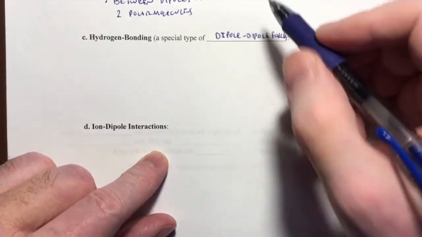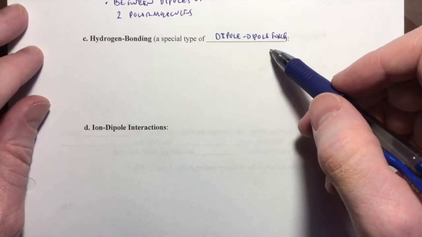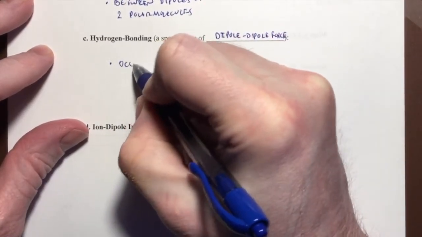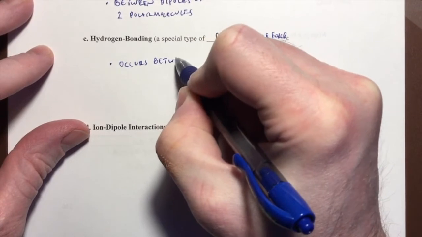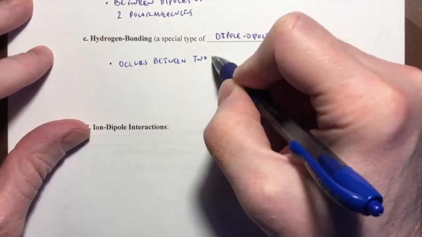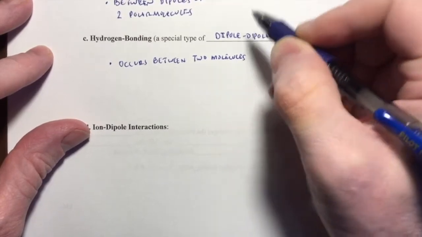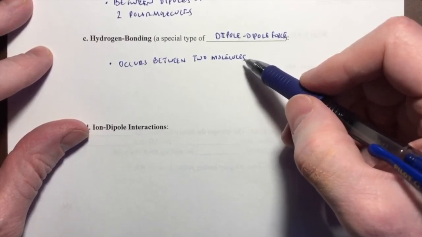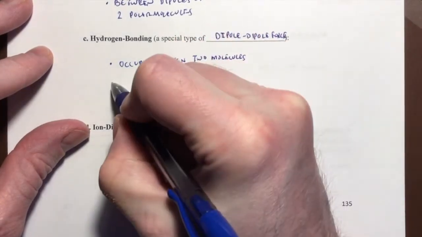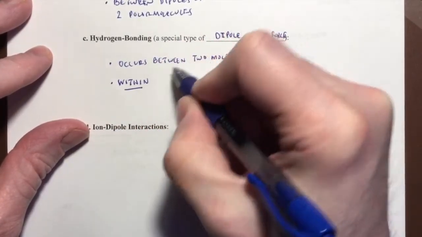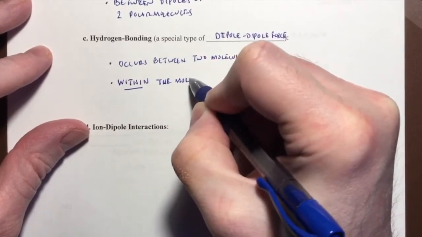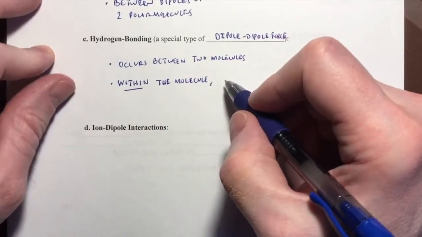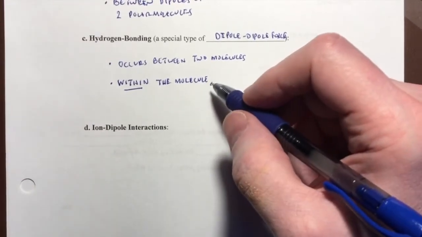So hydrogen bonding is a special type of dipole-dipole interaction. What makes it special? Well, it occurs between two molecules, and that's true for the others. It occurs between two molecules. But there's a special case here. Within the molecule, there has to be a certain kind of bond within a molecule to make this happen.